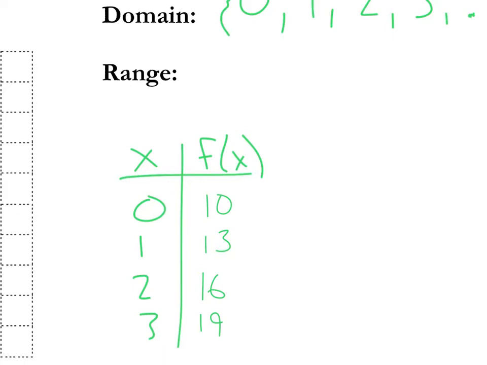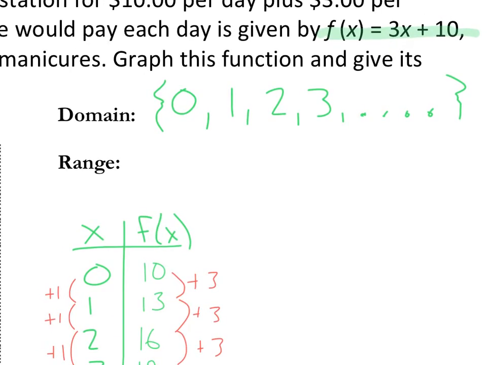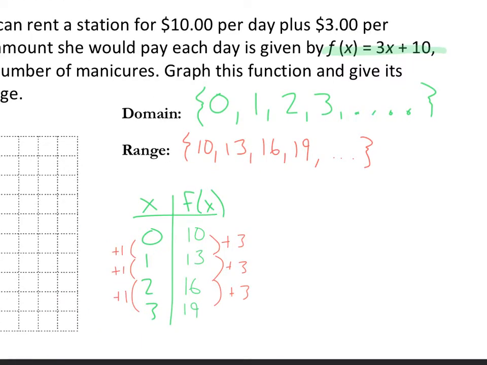Okay? Notice, x is increasing by 1, plus 1, plus 1, plus 1. And we have a constant change in y. So again, this is a linear function based on the table. We'll also be able to say it's a linear function based on the graph. The range then would be 10, 13, 16, 19, ... Okay, so we got the domain, we got the range.